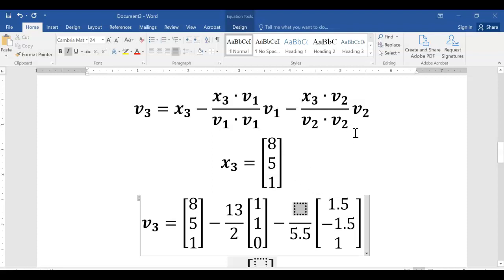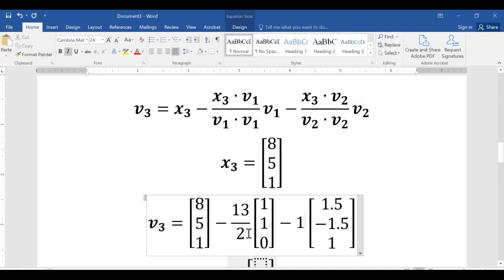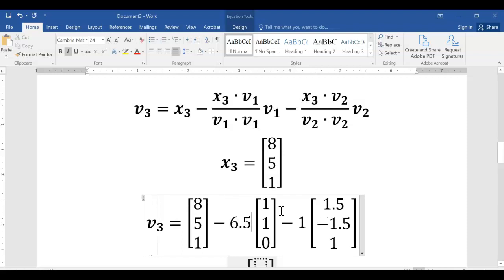Now let's project x3 onto v2. So inner product of x3 and v2: 8 times 1.5 plus 5 times negative 1.5 plus 1 times 1. And you end up getting 5.5 over 5.5, which obviously can be reduced to 1. And by the way, if you want, 13 over 2 can be simplified to 6.5 if you'd like as well.